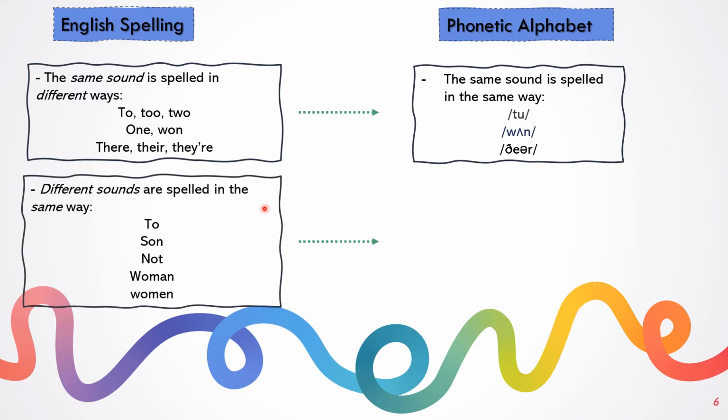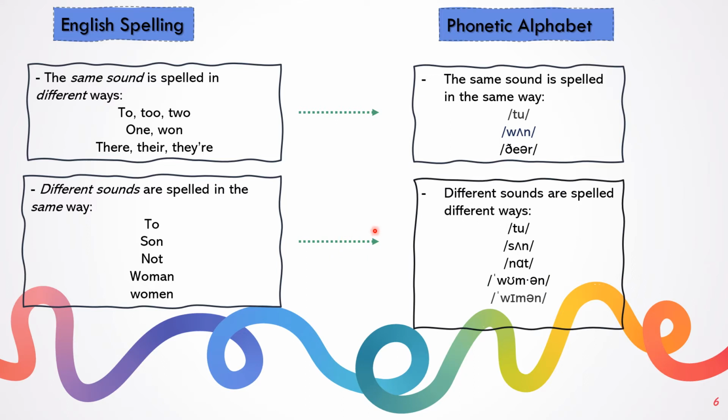Now, we have this example right here. Different sounds are spelled in the same way. So look at this. We're going to focus on this vowel, and you're going to see that the pronunciation of this vowel differs. Okay, different sounds are spelled different ways. So here we have two. Okay, look at this. But then we have son, not, woman, women.